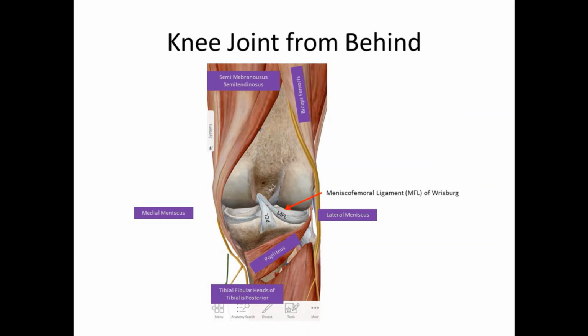Then you see the medial and lateral meniscus, and you see the posterior cruciate ligament and the anterior cruciate ligament. And you see that the posterior horn of the lateral meniscus is attached with the posterior cruciate ligament, and it is called the meniscofemoral ligament. What is attached posterior to the posterior cruciate ligament is called the ligament of Wrisberg, and what is attached anterior to the posterior cruciate ligament is called the ligament of Humphry. So these are the things that you see in the knee joint from behind.